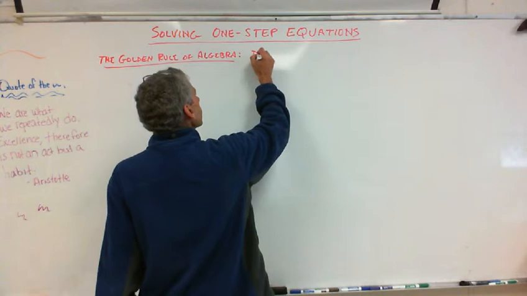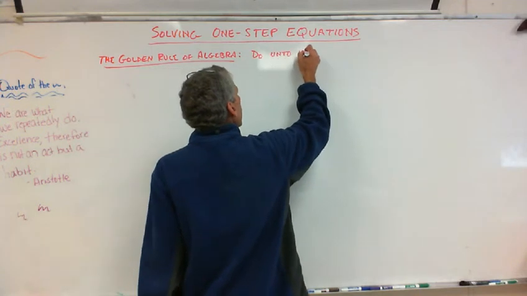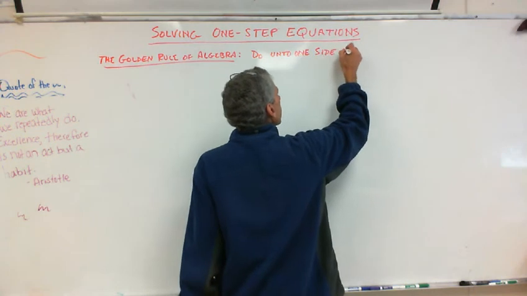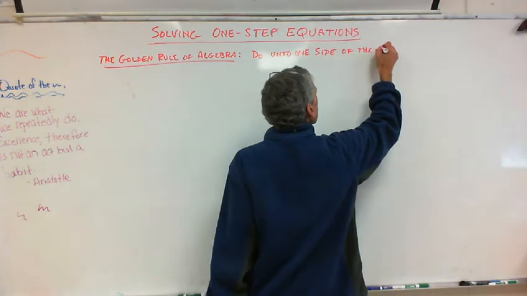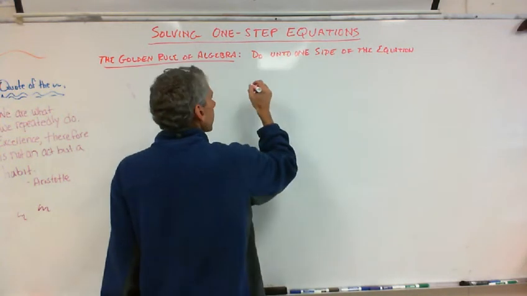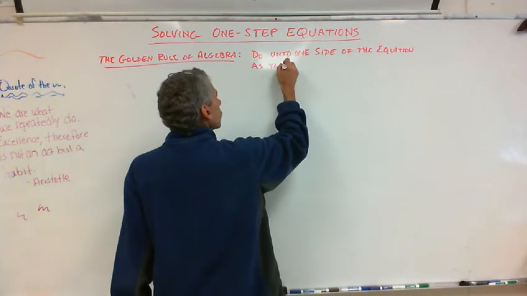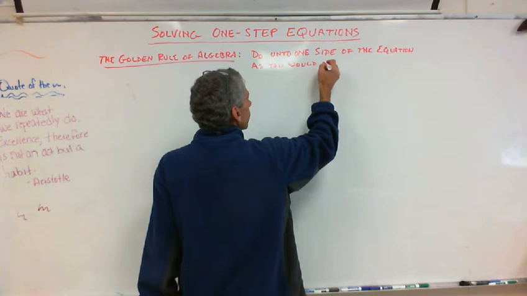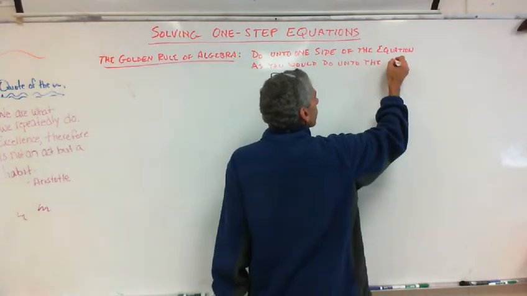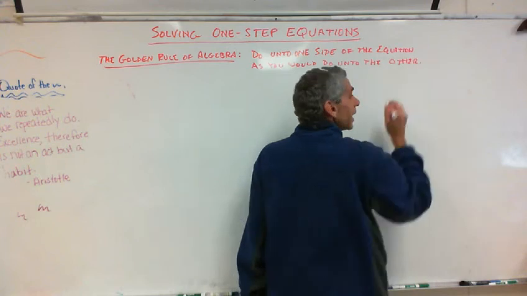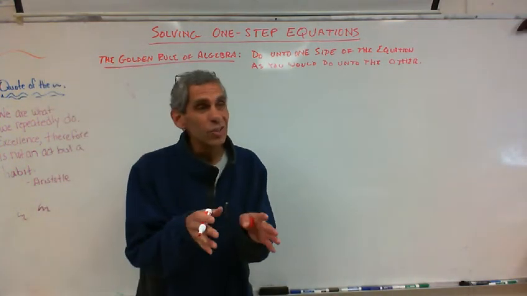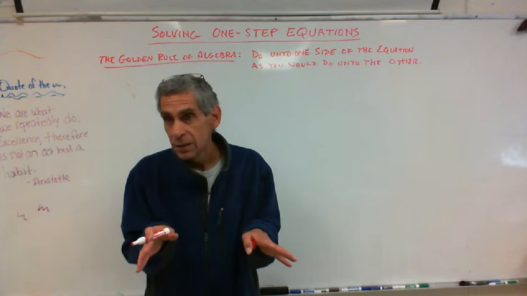Do unto one side of the equation as you would do unto the other, something like that. It sounds so biblical. In other words, in plain terms, this is really what it means. You can do anything.